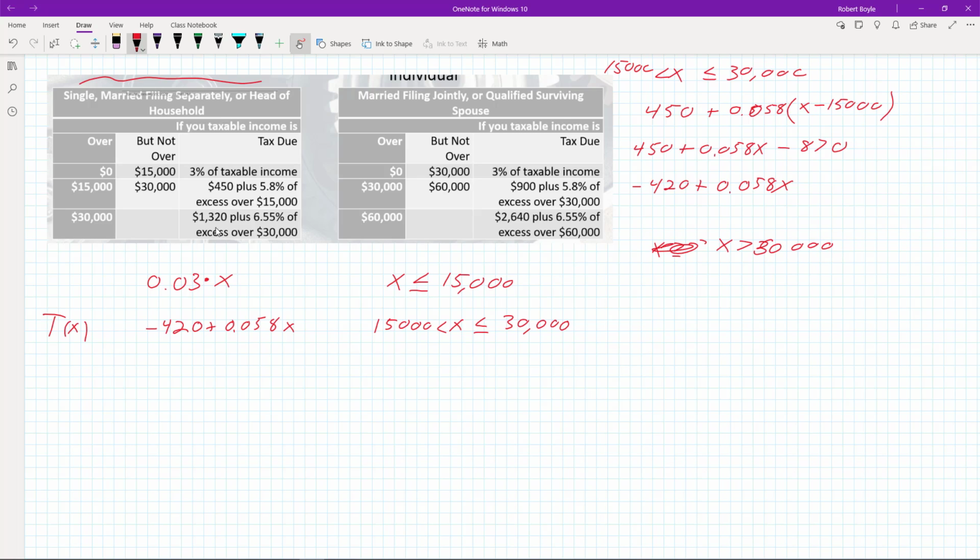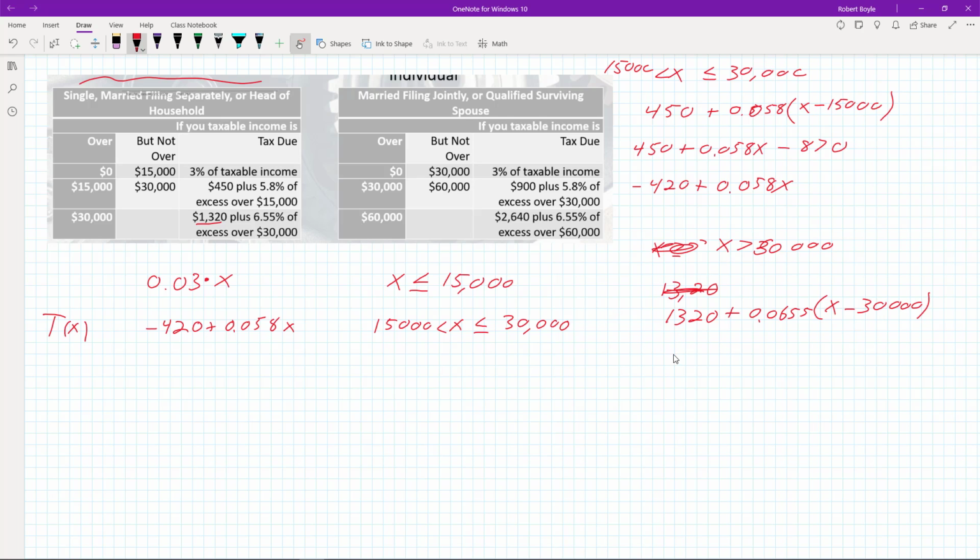Now, reading here, notice that if we made more than $30,000 in taxable income, we had to pay a flat rate of $1,320, plus 6.55%, and as a decimal, that will be 0.0655 times every dollar you make in excess of $30,000, which we can write as x minus 30,000.